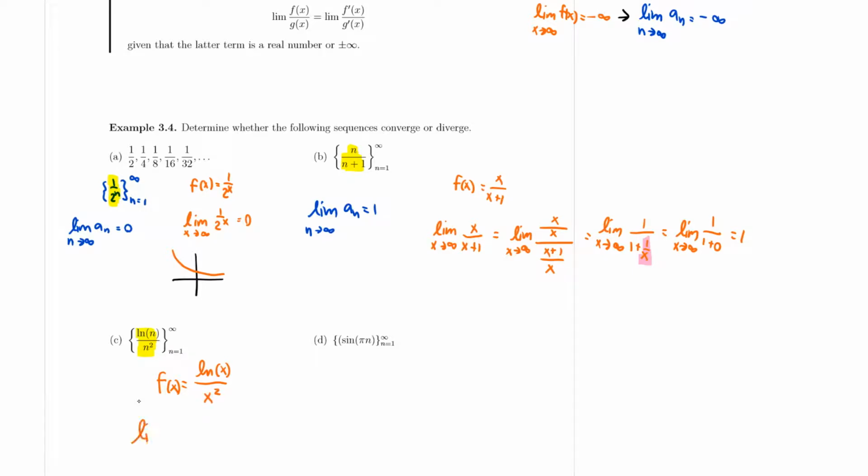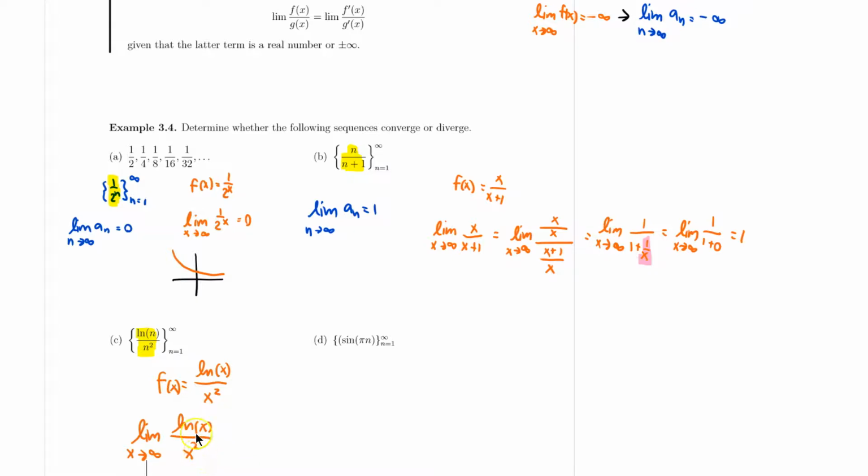So now, I would like to find the limit of log of x over x squared when x goes to infinity. Now, if we try plugging in x to be infinity, we're going to have log of infinity over infinity squared, which is infinity over infinity.